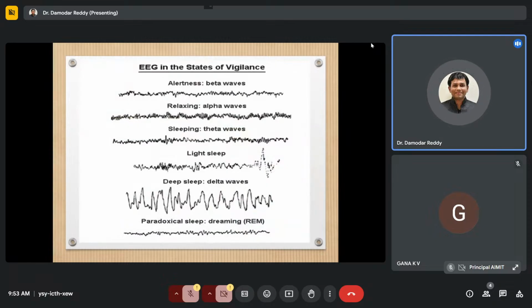Now, when it comes to EEG, we have different standard states of vigilance. When a person is alert, we normally see beta waves. When somebody is relaxing, we see alpha. When somebody is sleeping, we see theta waves. When somebody is in deep sleep, we see delta waves. And in paradoxical sleep, that is dreaming, we have different types. So we have to understand all such complex benchmark states of vigilance of EEG and then use these signals.